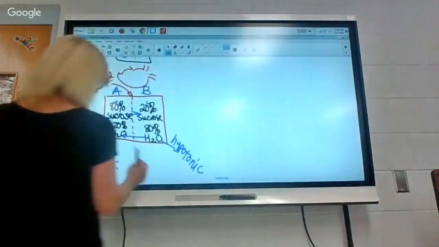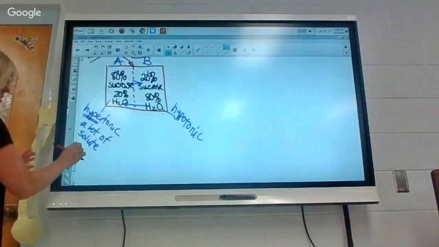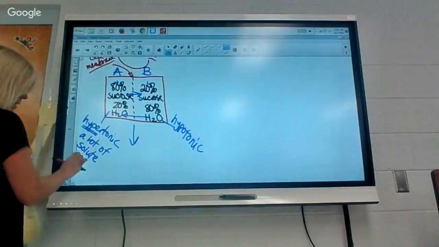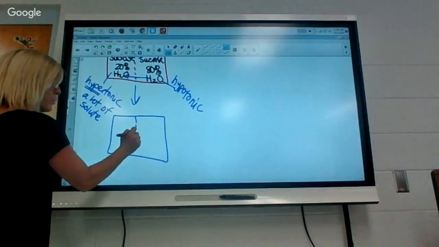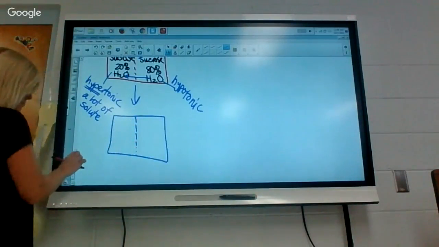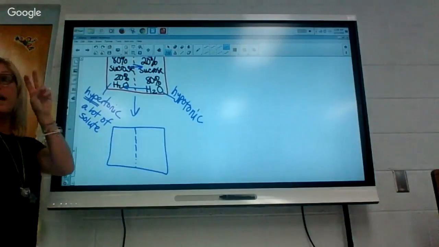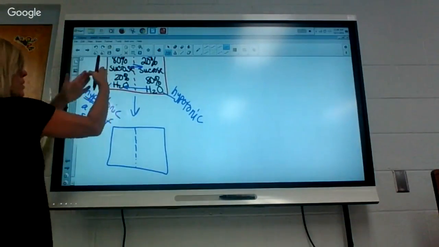Okay, so eventually what we're going to have is, without drawing, I'm just going to draw a box and write, tell me what percentage to put. It's all going to even out. What's it going to even out to?